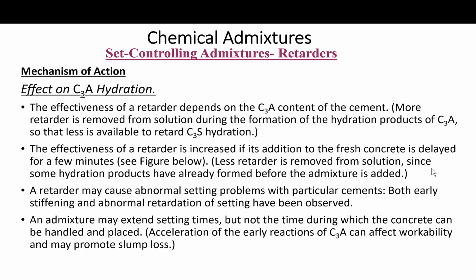So the C3A admixture interactions basically are responsible for the following observations being reported. So first, the effectiveness of a retarder depends on the C3A content of the cement. More retardant is removed from the solution during the formation of the hydration products of C3A, so that less is available to retard C3A hydration. So you need to know the cement composition.